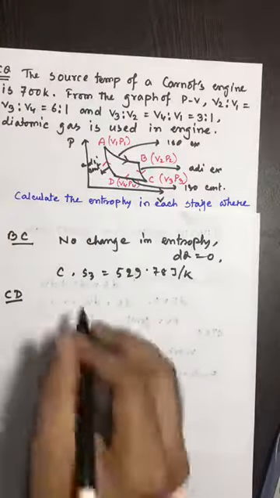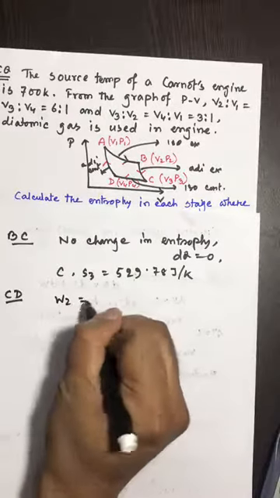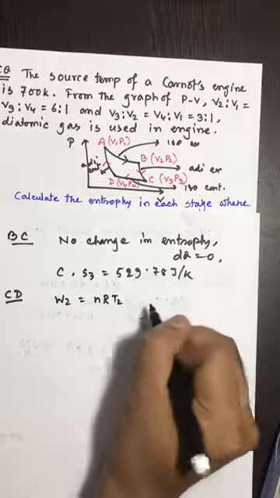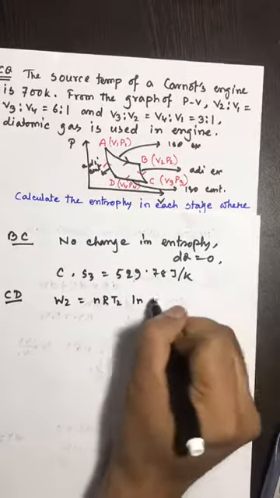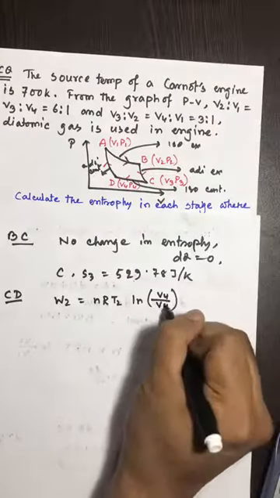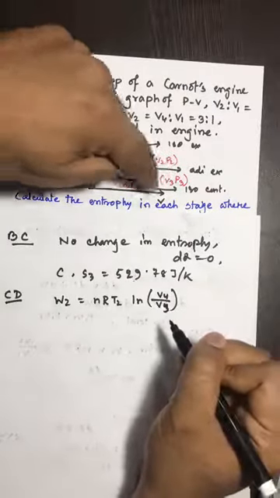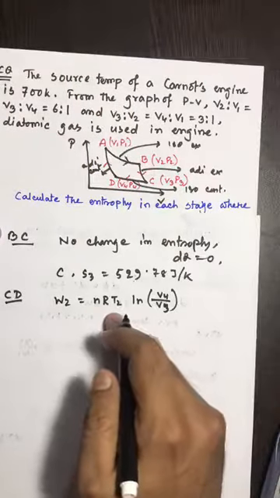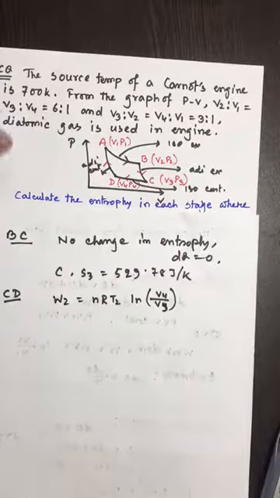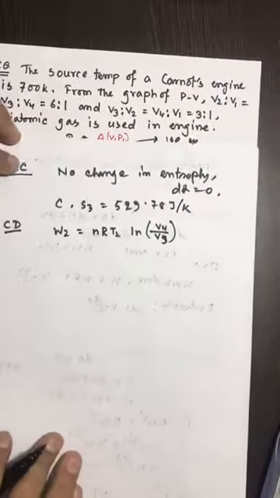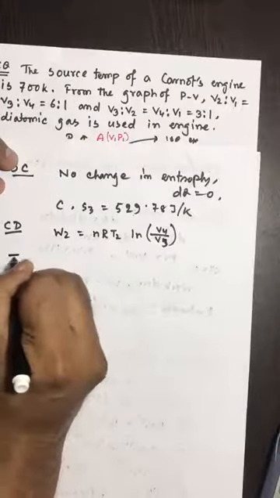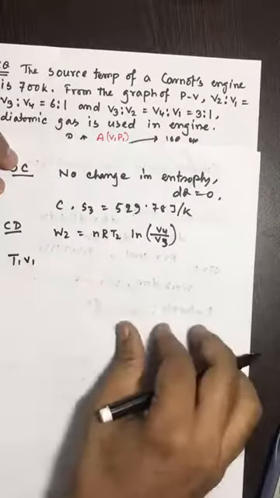So for CD we can write W2 equals nRT2 ln(V4/V3), because the volume changes from V3 to V4. But where do we get the T2 temperature? There's a problem. We need to find the T2 temperature somehow, because we can use one of the formulas for an adiabatic process. So T1 V1.